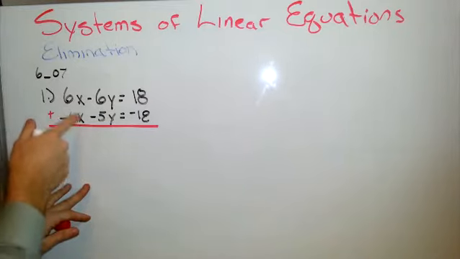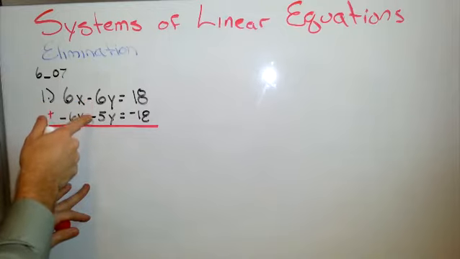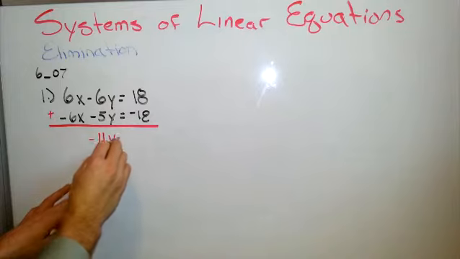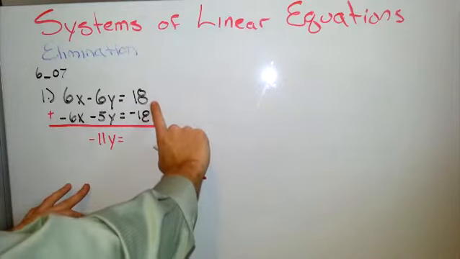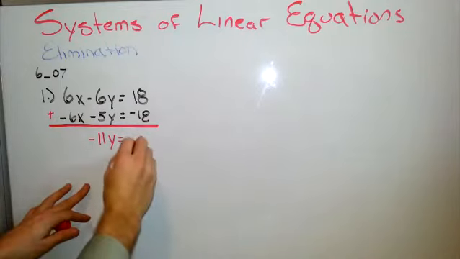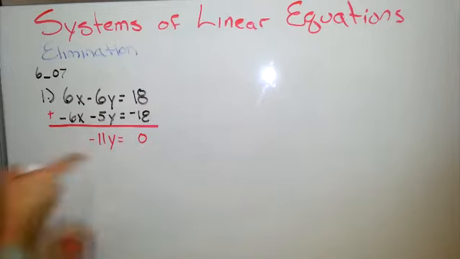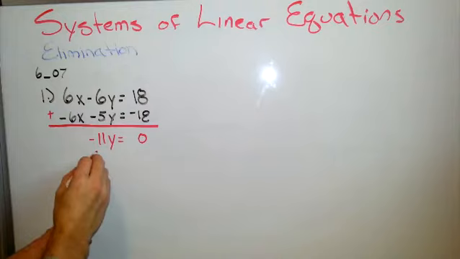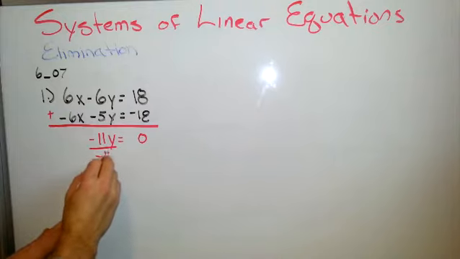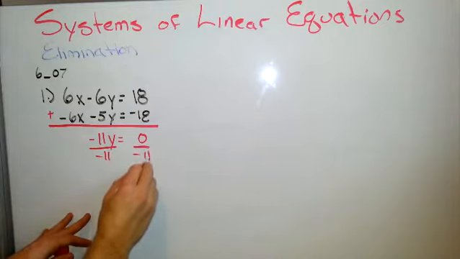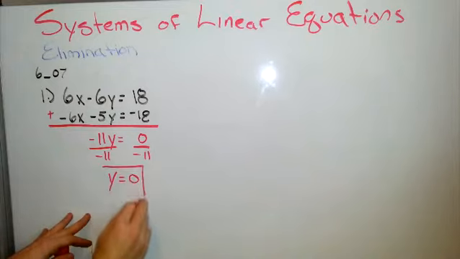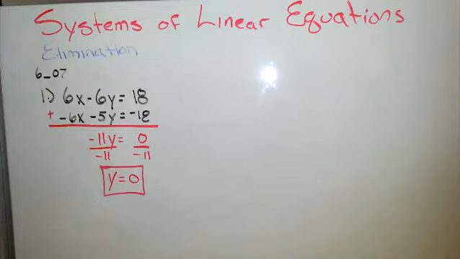That's gone. Negative 6y minus 5y gives you negative 11y equals, add the right side as well. 18 minus 18 is 0. At this point, you can see I'm down to one equation with one variable. All I've got to do is solve. Divide both sides by negative 11. Y is 0. So we're back to the idea that we came up with for substitution.